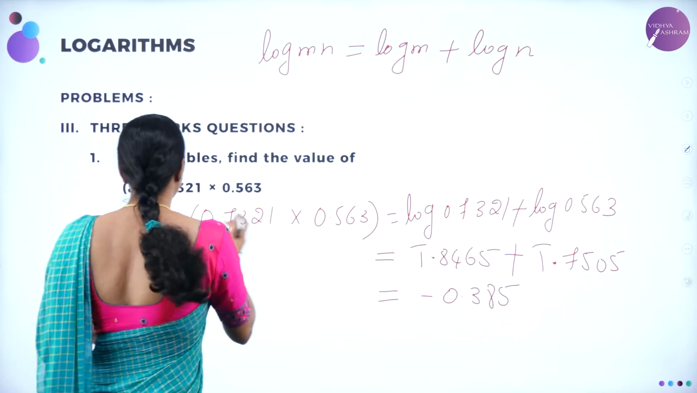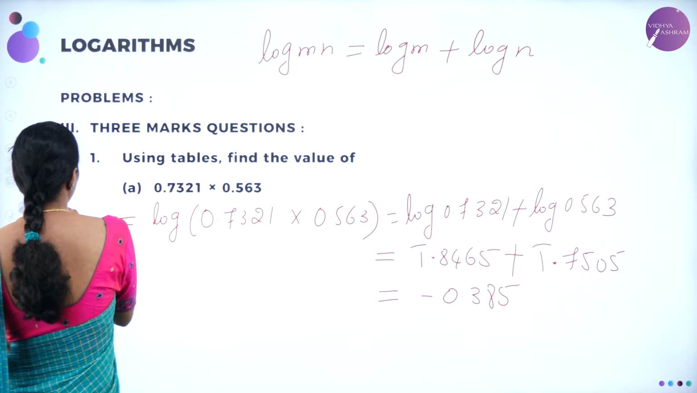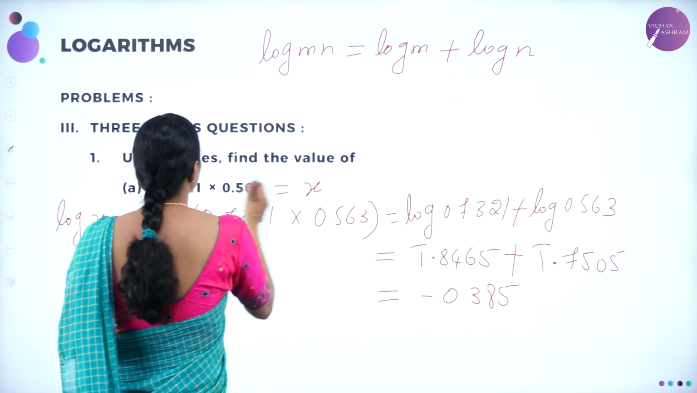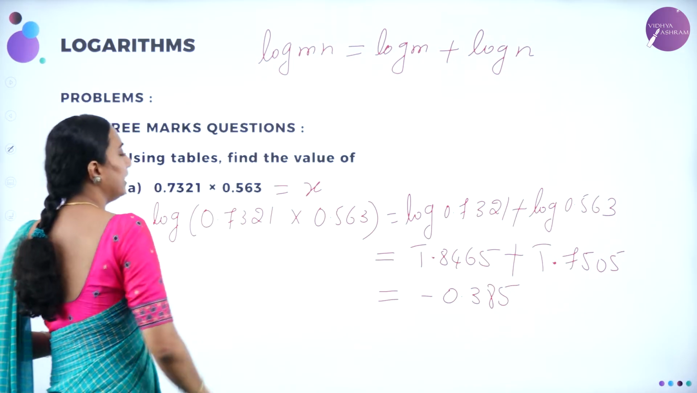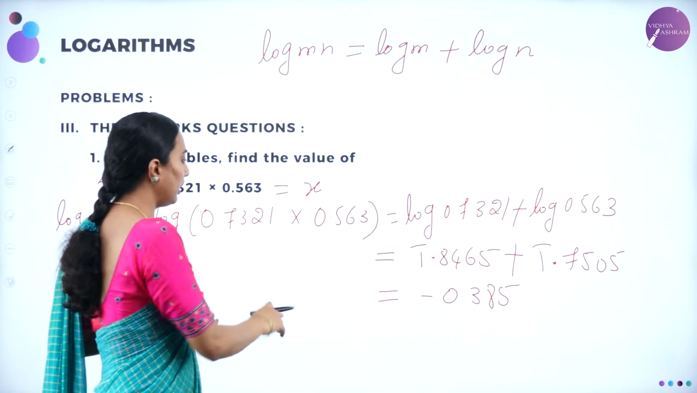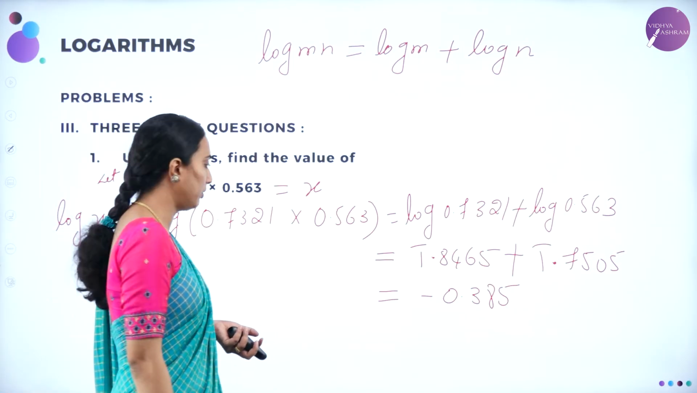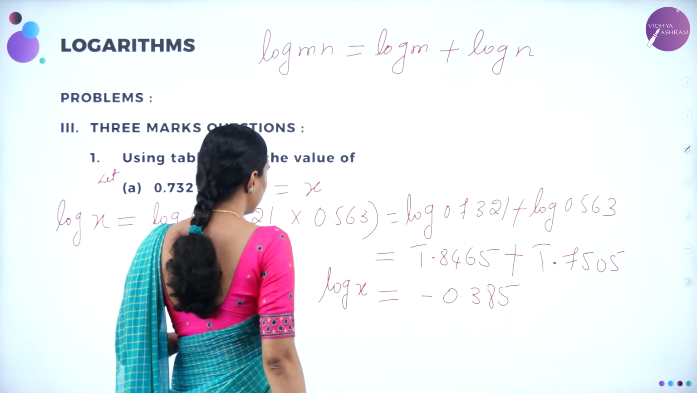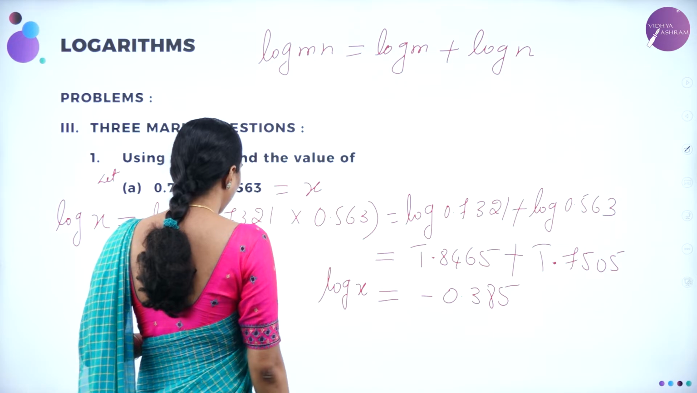So to find out this one, you can take it as let x is equal to what? Log x is equal to, okay? Let x is equal to the given value, then log x. Then after finding the anti-log of that, here you are going to get it as log x. So log x will be equal to, you are going to have that value.